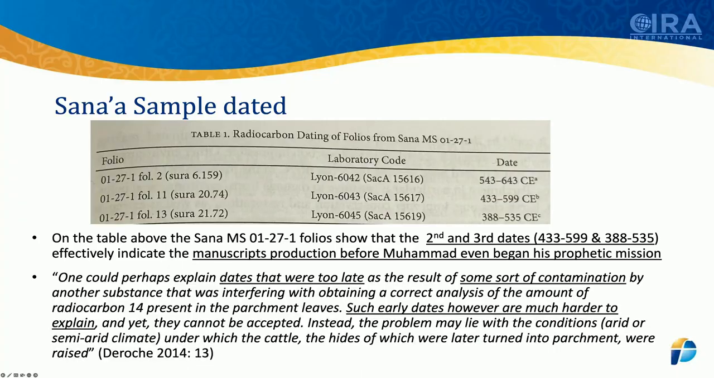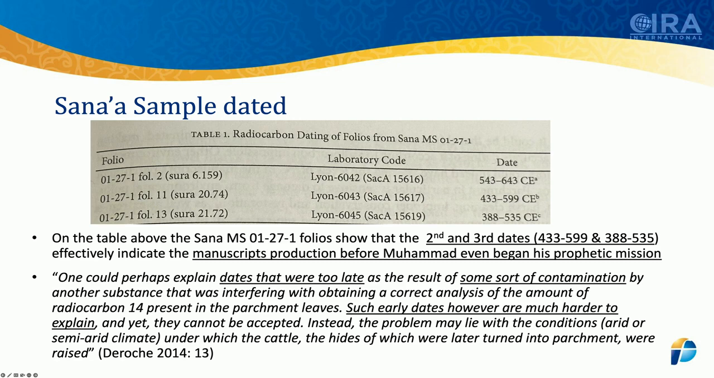I want to specifically look at the Sana'a manuscript. The Sana'a manuscript is probably the one that has been dated the most. If you just put the slide up here and look at this example. This is from just the Lyon lab. When you look at the Lyon lab of just a part of the Sana'a manuscript, this is Surah 6, Surah 20, and Surah 21. When they looked at just these three different examples in one laboratory, between these three different surahs, look at the dates they got.